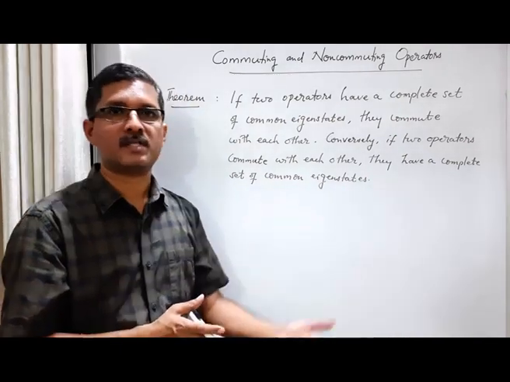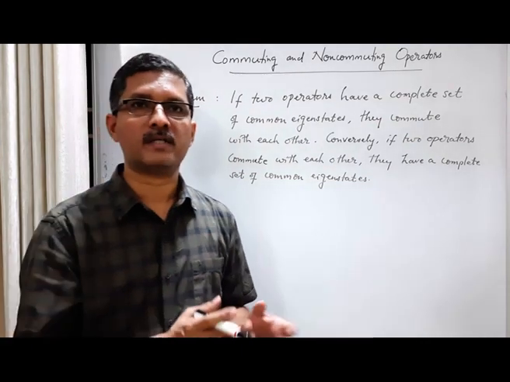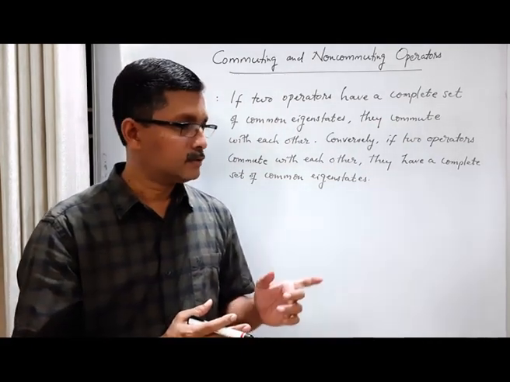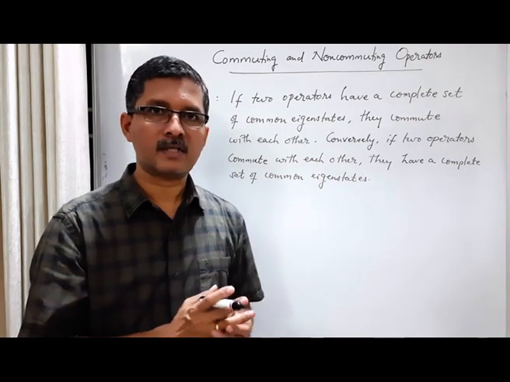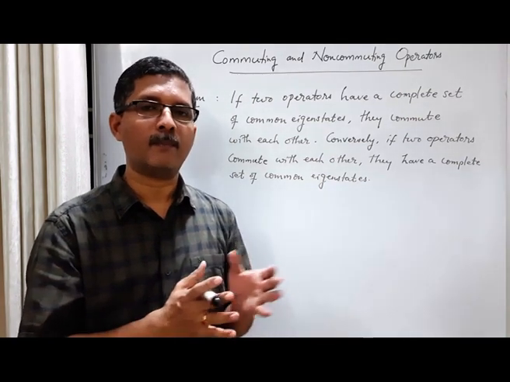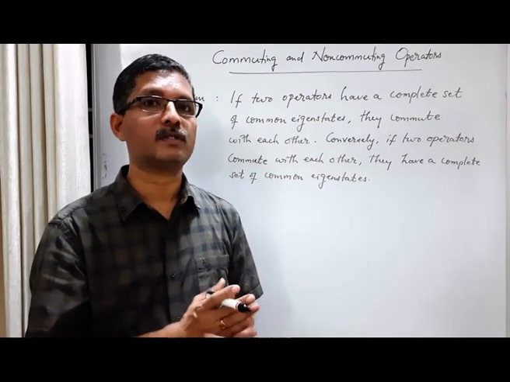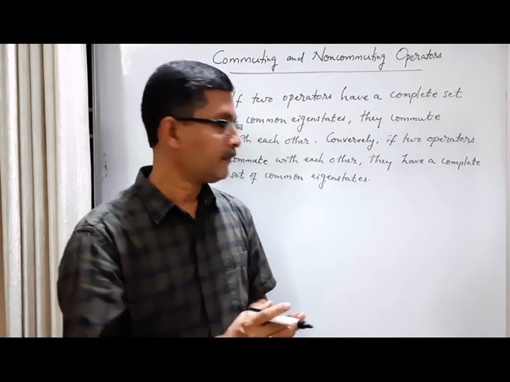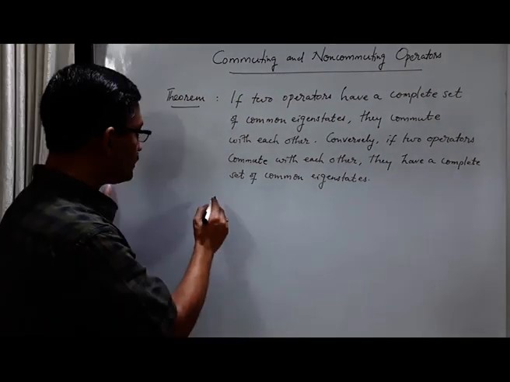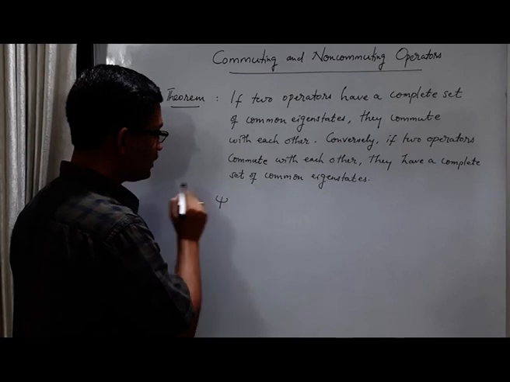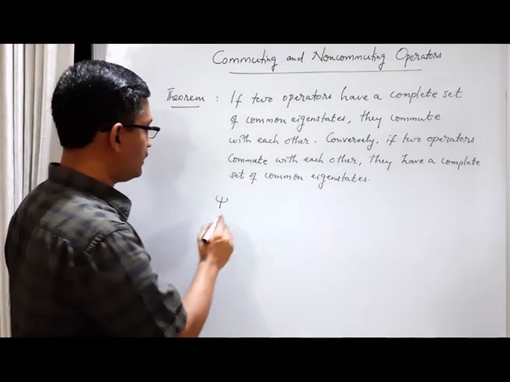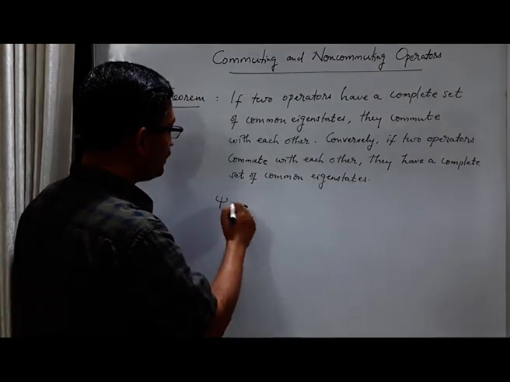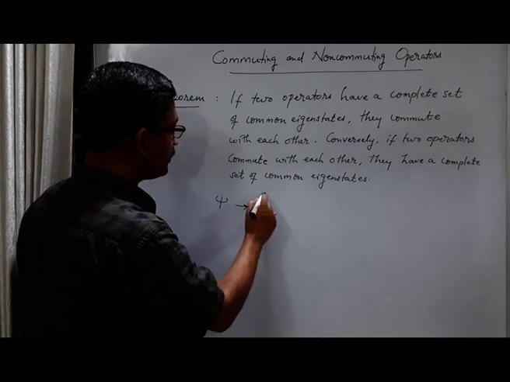We were discussing the example of stationary states of the hydrogen atom. The stationary states of hydrogen atom form a complete set of eigenstates for the Hamiltonian operator. Each stationary state of hydrogen atom is an eigenstate of the Hamiltonian operator.